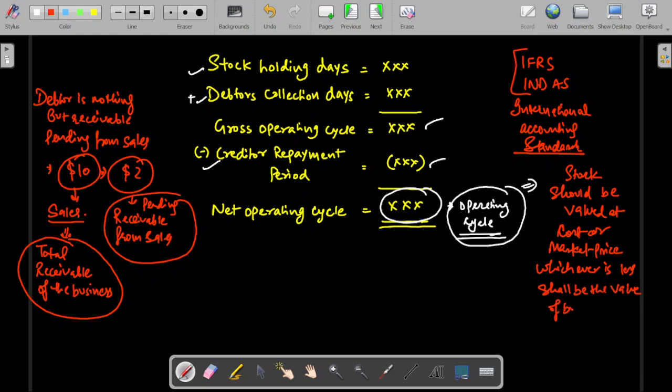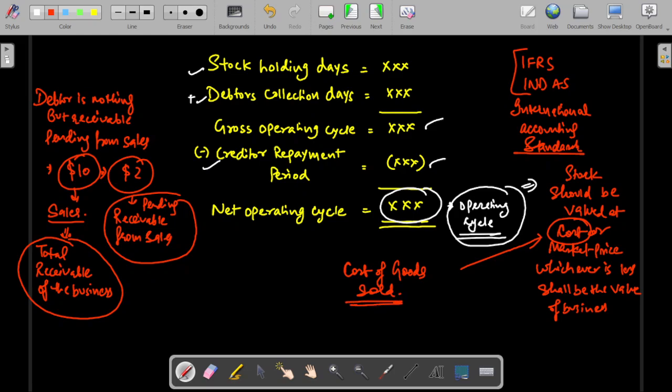So in practical cases, no businessman will tell you the market price of the stock, even if the market price of the stock has declined below its cost. Technically, although it is incorrect, in books of account this is always valued at cost. So what is cost? Cost is cost of goods sold.